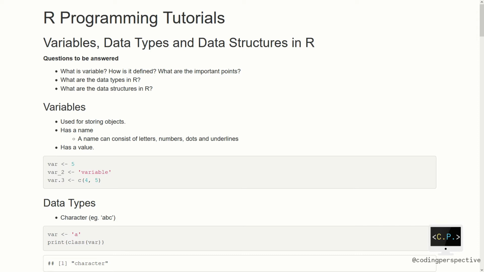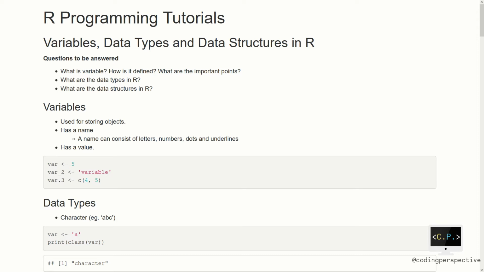Let us start with defining what variables are. Variables are basically reserved memory locations in order to store information. When they are created, they use some space in your memory. Each variable has a name, and names can consist of letters, numbers, dots, and underlines. Note that they cannot start with dots or underlines. As you may guess, each variable has a value.